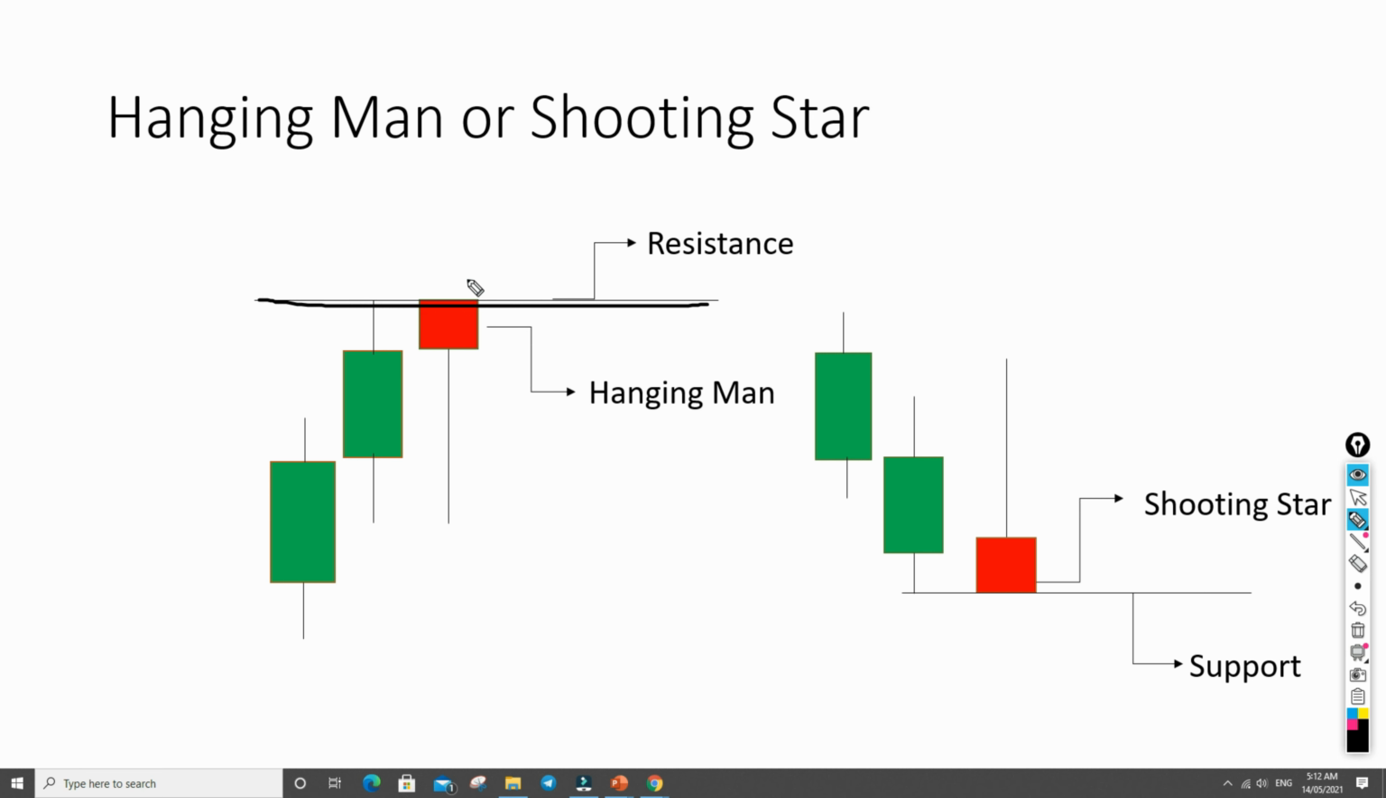If the price breaks this resistance and closes above, that is a sign of buyers in control. But this one, this hanging man, is seller in control, because they could not break the ceiling.